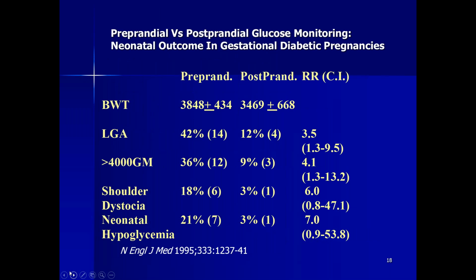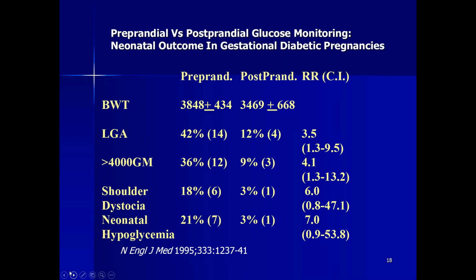Here's a study that came out of UC Irvine. It is now close to 25 years old, but it was a landmark study looking at patients who had gestational diabetes. One group was randomized to preprandial monitoring and basing their insulin doses on that. The other group was randomized to postprandial. And you can see that for the group that had the post-meal monitoring, the large for gestational age rate was a quarter of what it was for the other group.